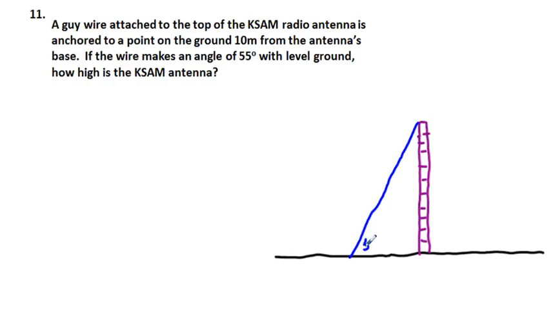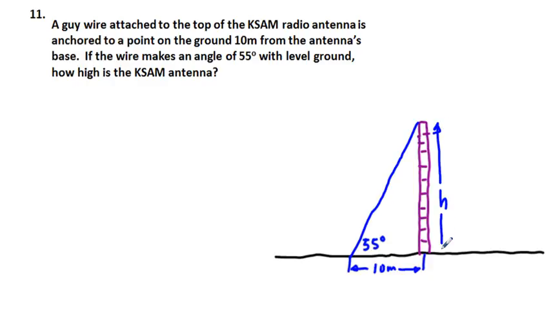So this angle with the ground is 55 degrees, and we have the distance that the wire is anchored from the base of the antenna is 10 meters. There it is, 10 meters. And then our height, we do not yet know. So we're going to determine our height.